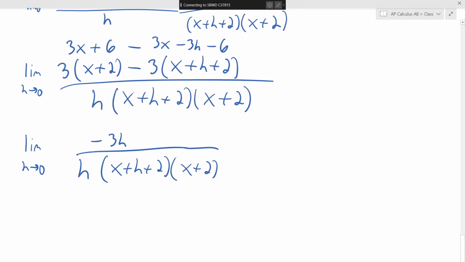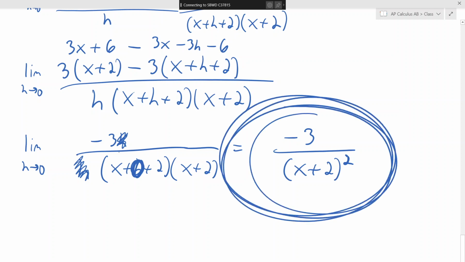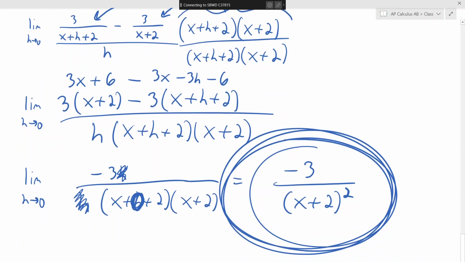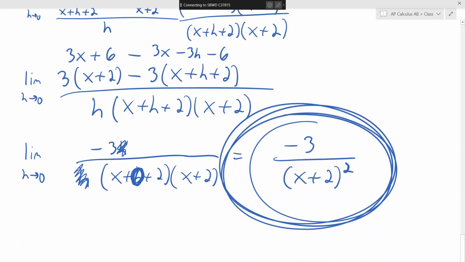And now because we have multiplication, we can cancel out those h's. Goodbye h's. It was nice knowing you. You have to cancel them out, and then you plug in 0. If you try to plug in 0 before you cancel out any of these h's, you're going to get 0 over 0 every single time. But now when you plug 0 in for h, you get negative 3 over x plus 2 times x plus 2, but everybody knows that's just x plus 2 squared. And you can leave it like that. That's super nice. That's how we want it. And all this does is tell me the slope of 3 over x plus 2. There we go.